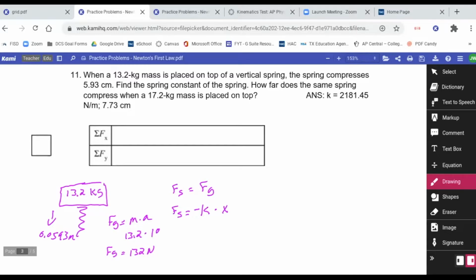So if we know that Fg is 132, that means Fs is 132. So let's fill that in, 132. That's equal to the constant times the displacement. And we said the displacement is 0.0593. So if we divide both sides by 0.0593, let me get my calculator out, 132 divided by 0.0593.